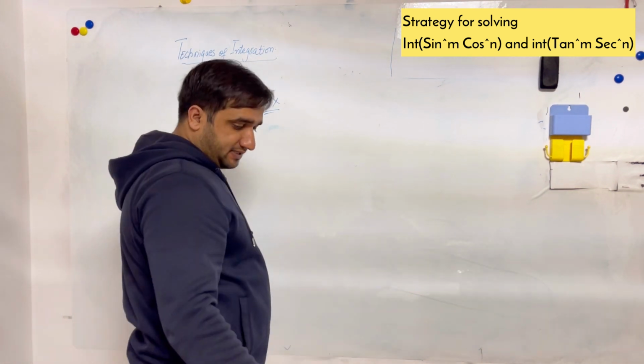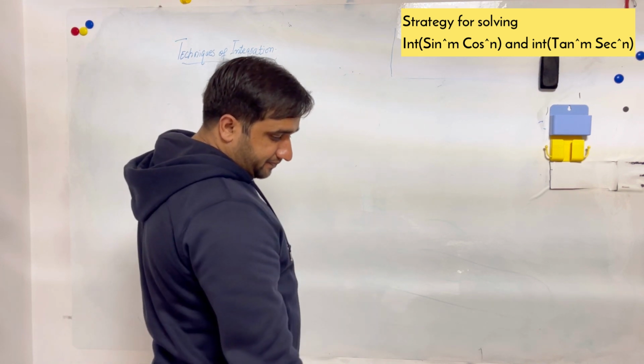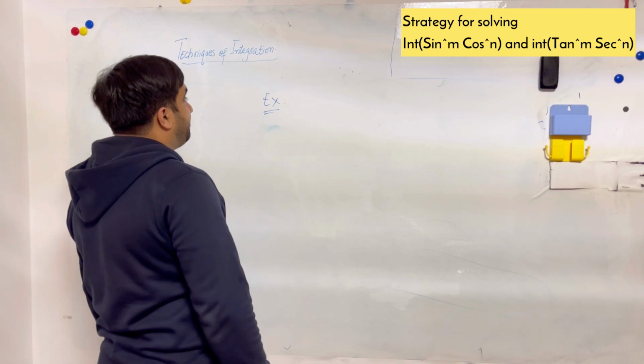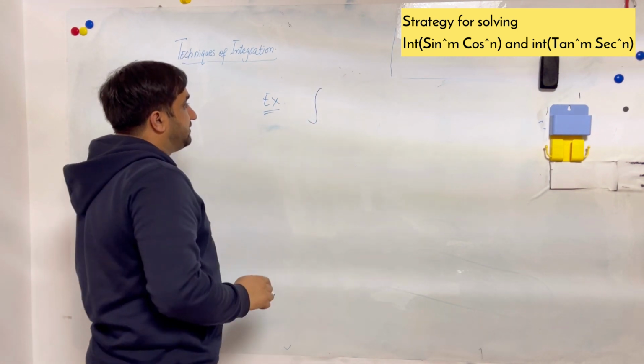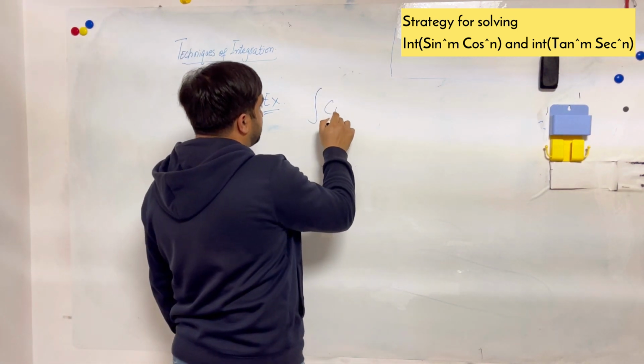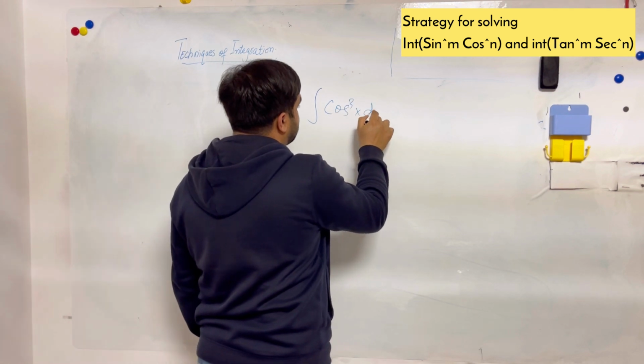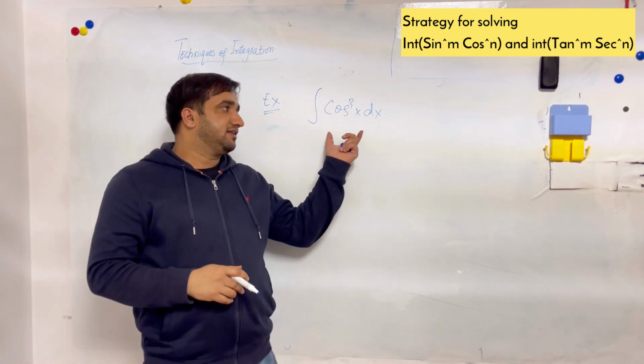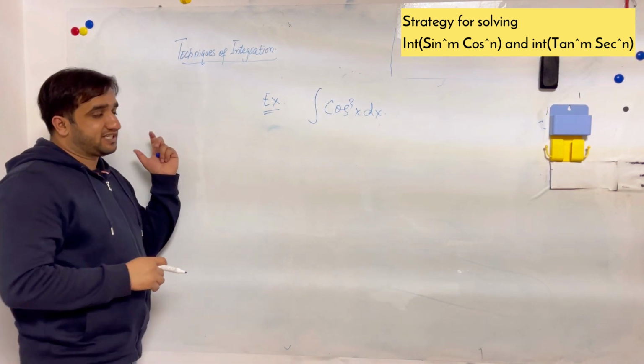Now if we have integral cos cube x dx, one thing is you try to find it by putting n is equal to 3 into the reduction formula.